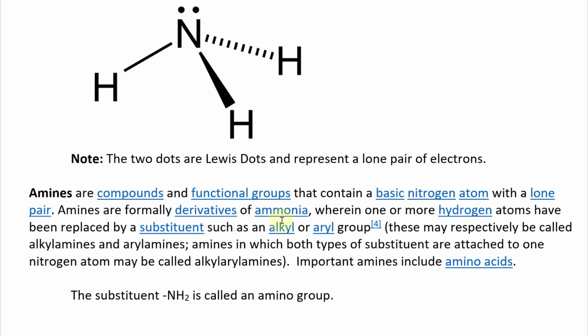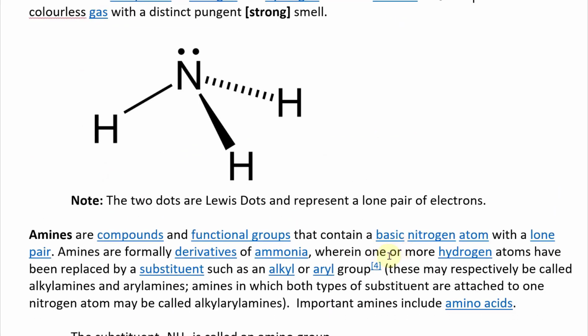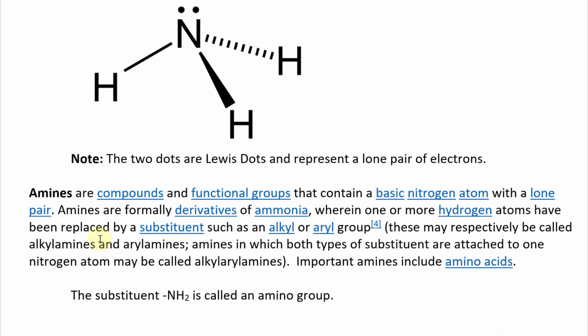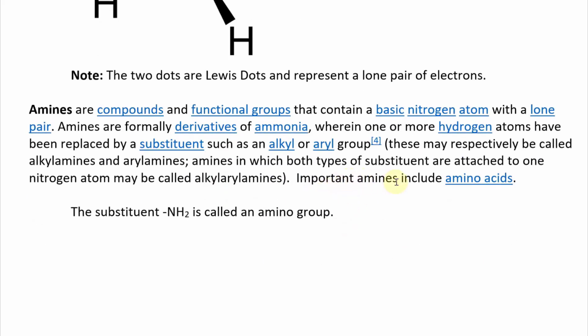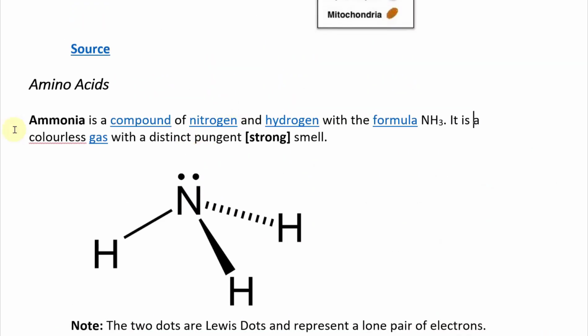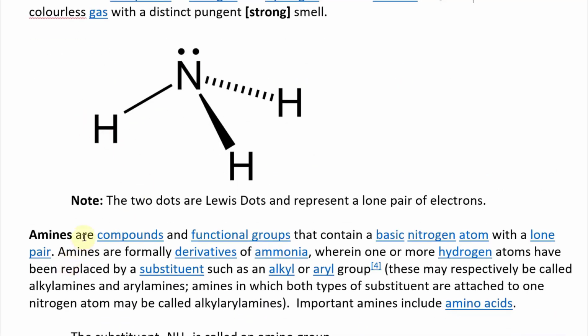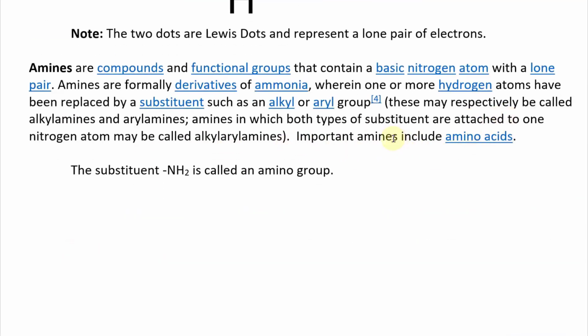Amines are formally derivatives of ammonia, wherein one or more hydrogen atoms have been replaced by a substituent such as an alkyl or aryl group. Replace one of these, and now you have an amine. These may respectively be called alkylamines or arylamines, and amines in which both types of substitution are attached to one nitrogen atom may be called alkyl-arylamines. Important amines include amino acids. So that's what we're getting to. Amines are derived from ammonia, and important amines are amino acids.